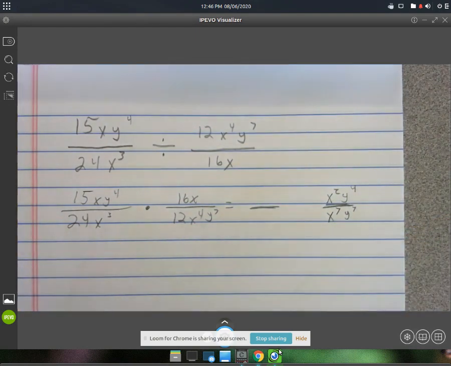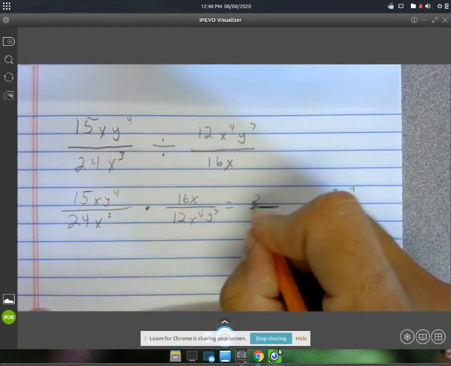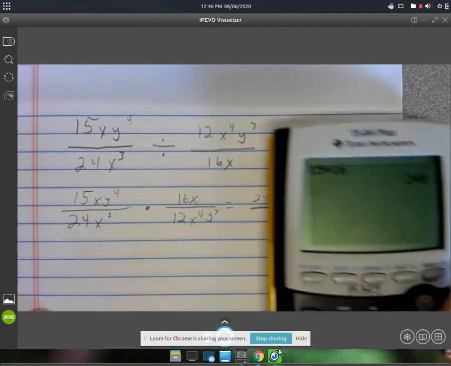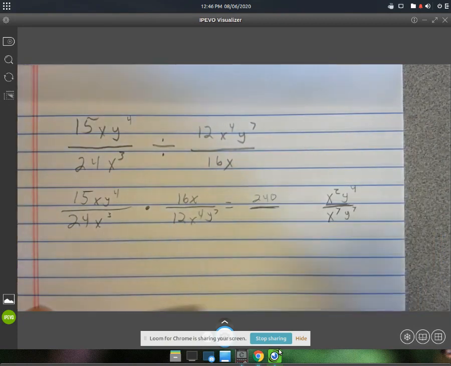All right, for our numbers, we've got to figure out 15 times 16. That's 240 up top. For the bottom, we're going to do 24 times 12, 288.